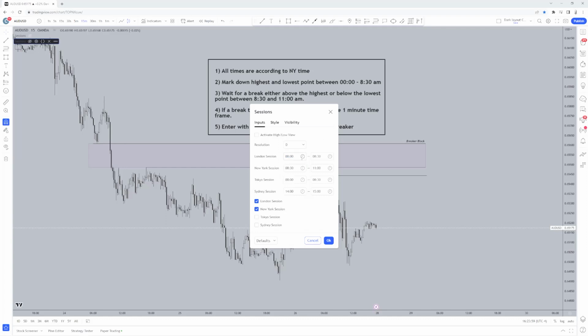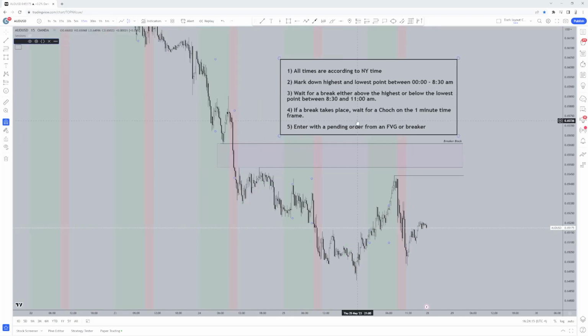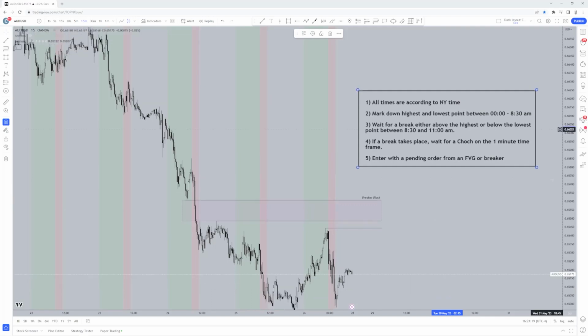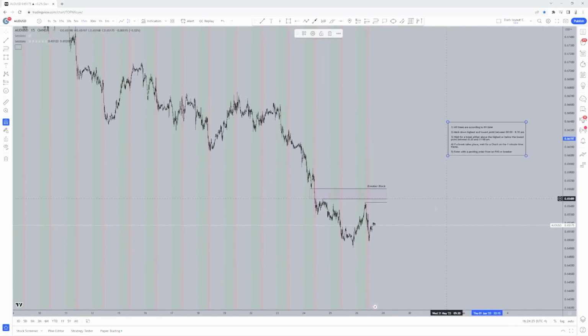We want to have the 12 a.m. until 8:30 a.m. New York time, and then we want from 8:30 until 11 a.m. So check out those two boxes and then click OK. Now we can activate it by clicking on the eye that you see on the top left of my screen, and we will do, let's say, 10 or 11 examples, and we will see if we would be passing our challenge within those 11 examples.